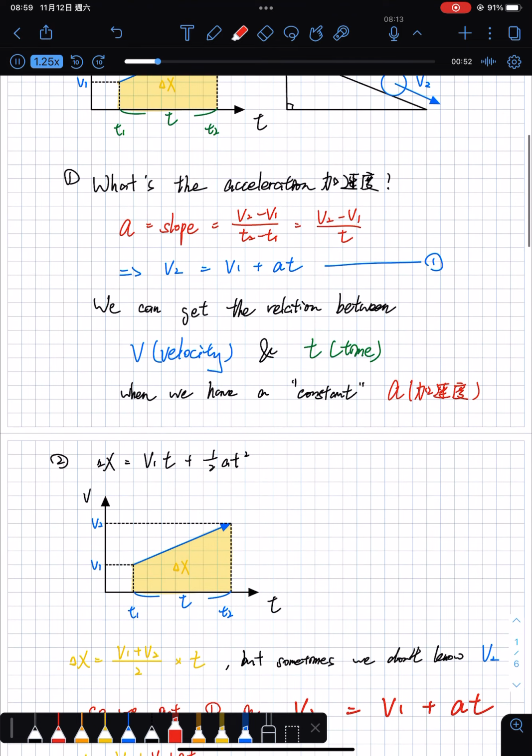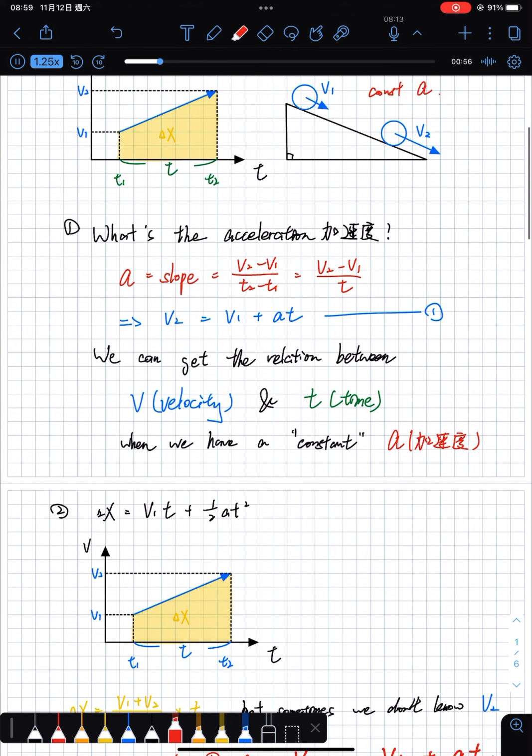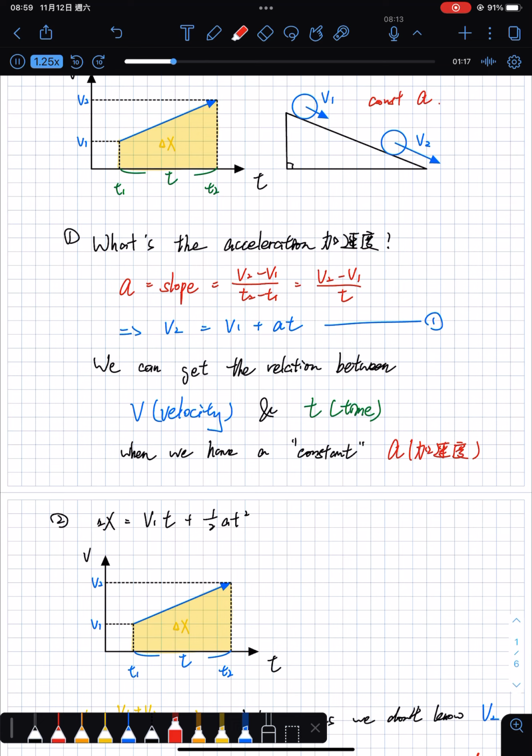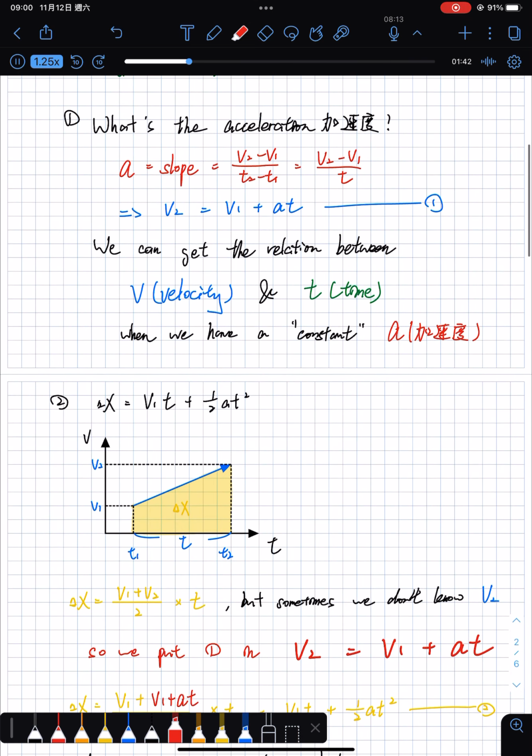So what's the constant? The bigger and bigger is the acceleration, 加速度. And this acceleration equals the slope of this graph. It is equal to V2 minus V1 over T. V2 is the final velocity, and V1 is the initial velocity. Then we can get V2 equals V1 plus at, and this is the first formula. We can get the relation between the velocity and time when we have a constant a.